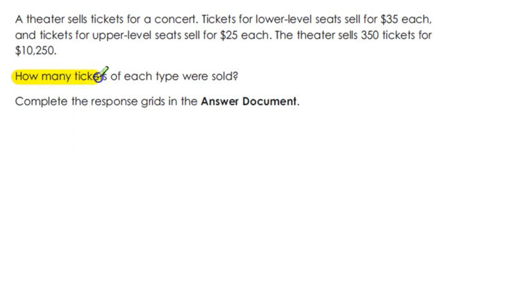This is a very classic, you've got to solve your equations that you set up. Now, it gives you two sets of information. One is about money, because it says the lower level seats are 35 each and the upper level seats are 25 each. And it tells you how much money together, 10,250. So one of your equations that you're going to set up, and I'm going to use L for lower and U for upper, is that we know 35 lower, 25 upper, money-wise, we get $10,250.